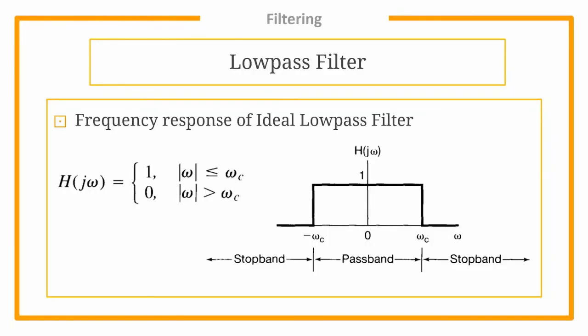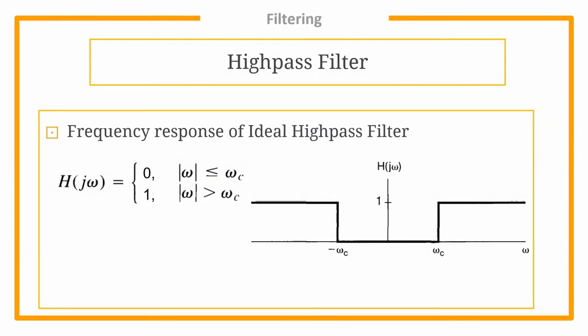An ideal low-pass filter allows only low frequencies to pass through the system. As you can see here, the frequency response has the value of 1 for low frequencies and 0 for high frequencies. A high-pass filter is the opposite of the low-pass filter.